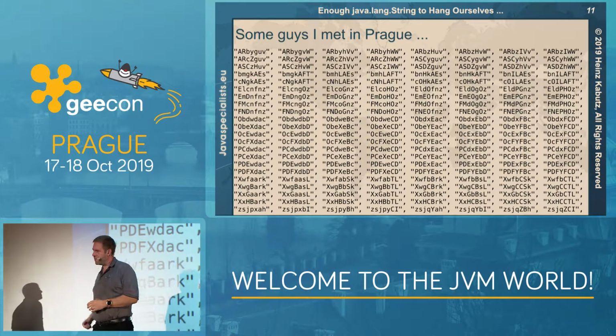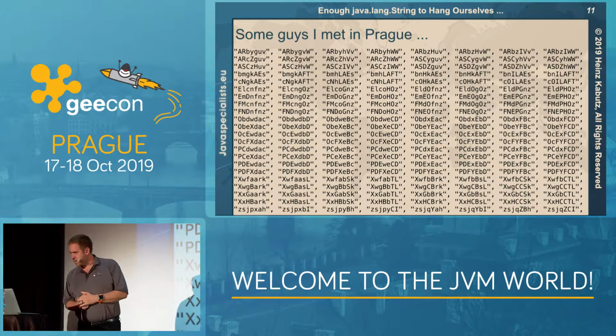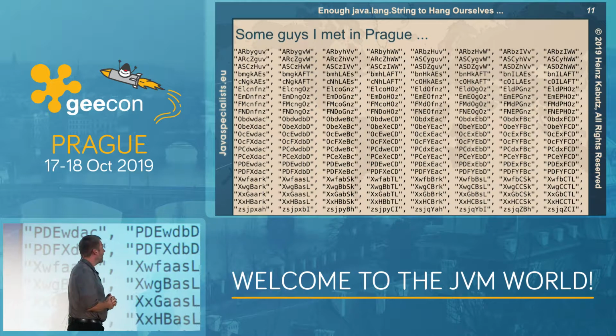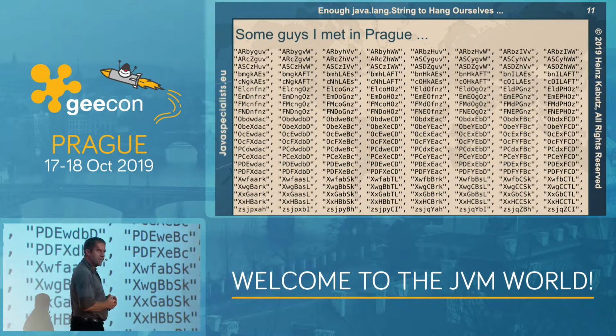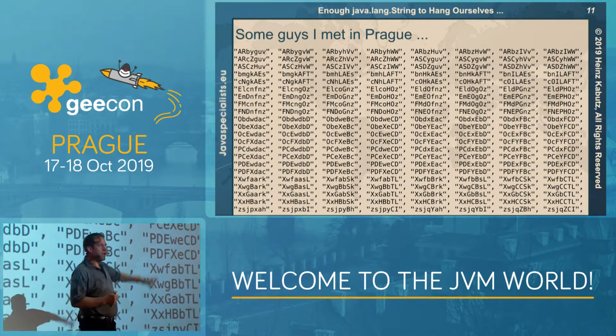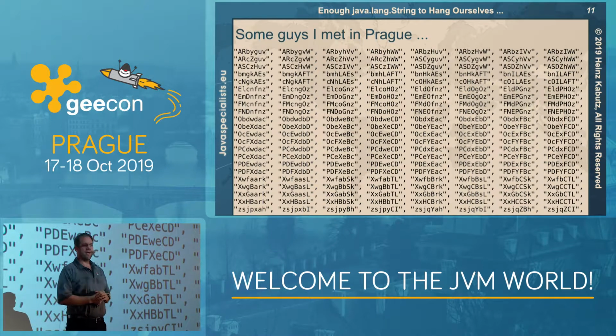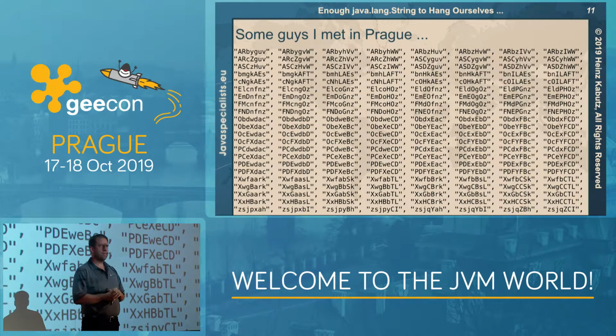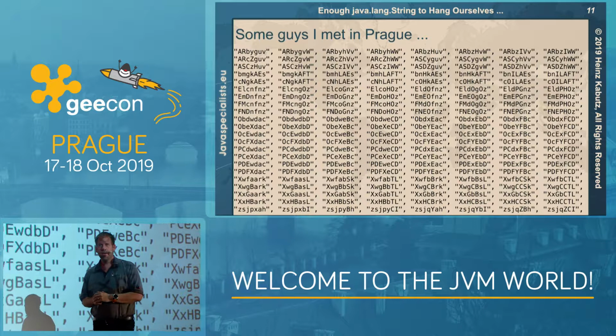Now, I met some people at the airport in Prague, Czech Republic, and they gave me their names, so I wrote them down. You might recognize some of these guys. No, I'm joking. What do these strings have in common? What do you think? Same hash code? Good guess, right?